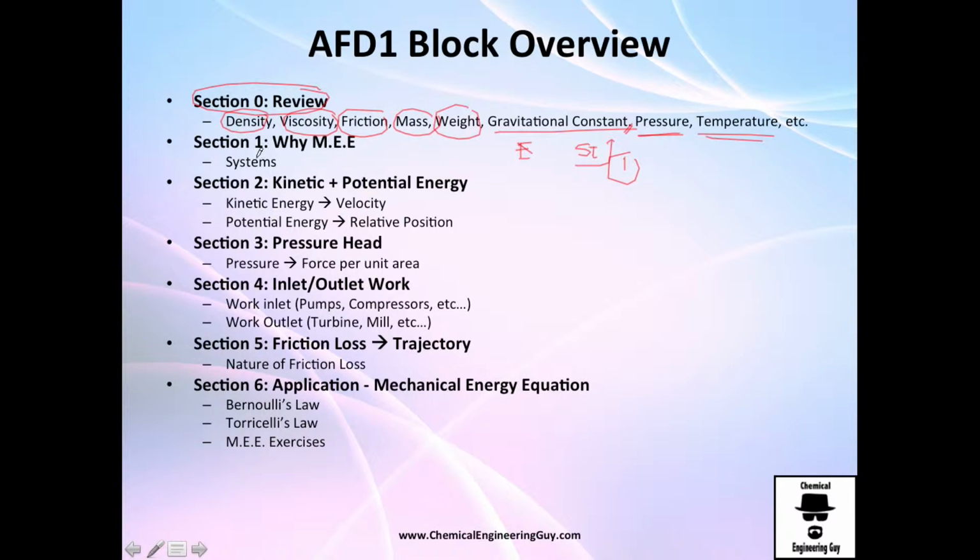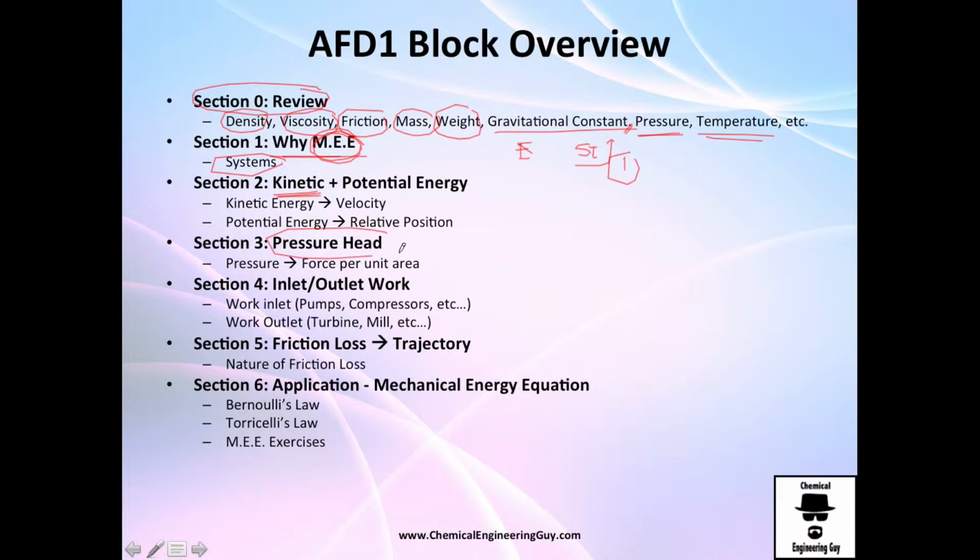Then we check out section number 1, which is why we use this famous equation, the mechanical energy equation. Please make a note here that I'm using MEE to abbreviate the mechanical energy equation. Then the types of systems that we will be modeling. Then we start analyzing each part of the mechanical energy equation, such as kinetic energy and potential energy.